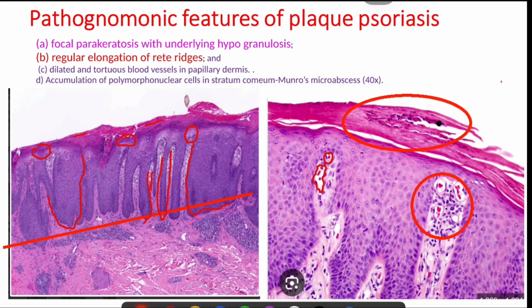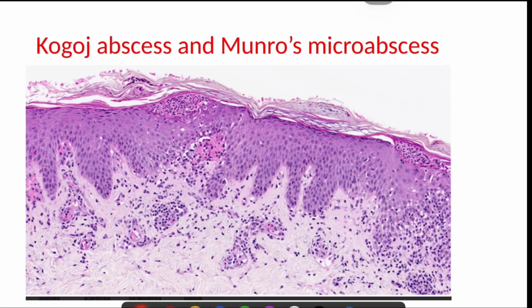So you identify vessels with the help of the presence of RBCs in the lumen. So this is thinning of the epidermis. Here acanthosis is marked. So this is called irregular acanthosis. Dilated capillaries are there. Here you can identify a granular layer, but here there is absence of the granular layer. This is parakeratosis and this is a Munro microabscess where you find polymorphs in the stratum corneum. So these are the microscopic features to identify plaque psoriasis.